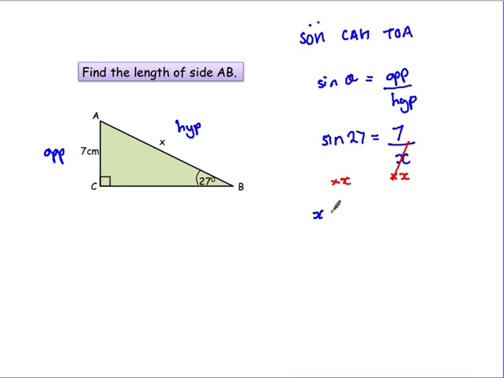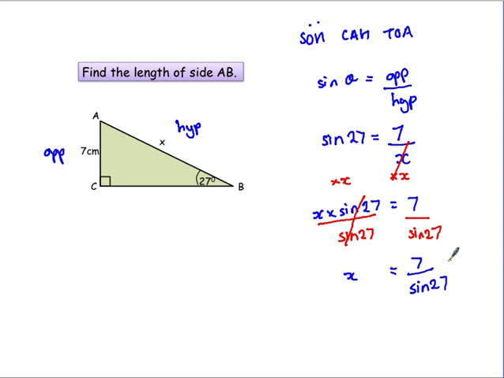So I'll have x times by sine 27 equals 7. And now to get x on its own, I need to get rid of the times by sine 27. So to do that, I'm just going to divide both sides by the sine of 27. That will get rid of the sine 27 over here, leaving me with just x, and on the other side we've got 7 divided by the sine of 27. So on the calculator, 7 divided by the sine of 27, and that gives you 15.4 to 1 decimal place.